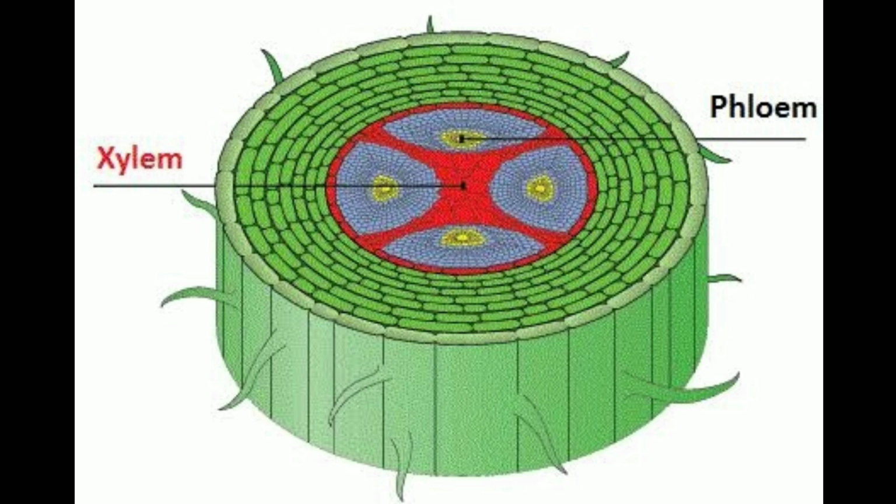Conduction of what? Conduction of water, minerals and salt from the roots to the leaves, and of food from the leaves to the various parts of the body. So they are called the conducting tissue or vascular bundles.